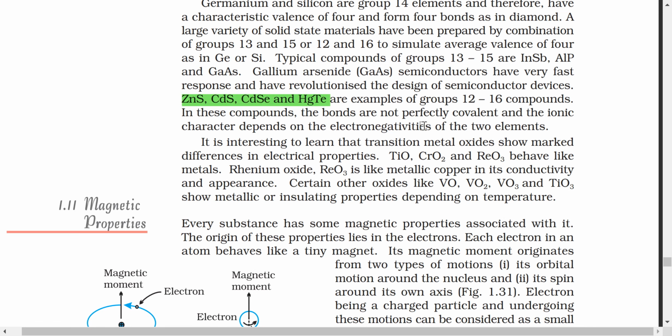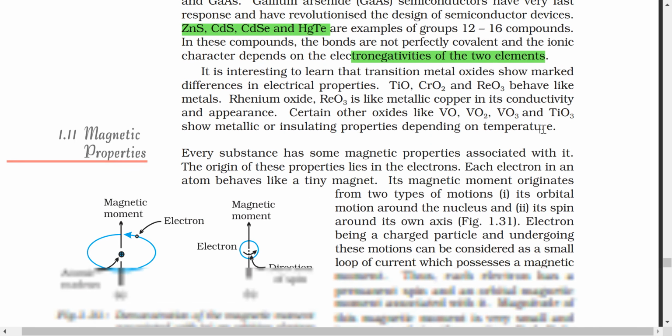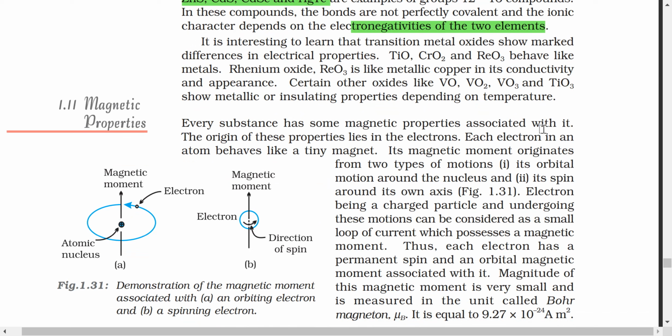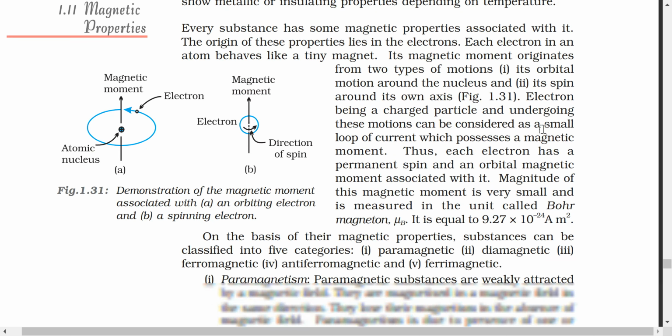In these compounds the bonds are not perfectly covalent and the ionic character depends on the electronegativities of the two elements. It is interesting to learn the transition metal oxides show marked difference in electrical properties. ठीक है, these and these behave like metals. Rhenium oxide is like metallic copper in its conductivity and appearance. Certain other oxides like vanadium के oxides दिए हैं, titanium का oxide show metallic or insulating properties depending on the temperature. अब है magnetic properties हमारे पास.